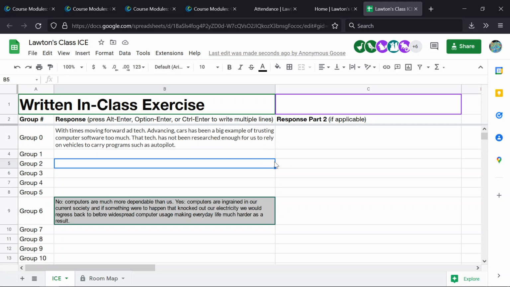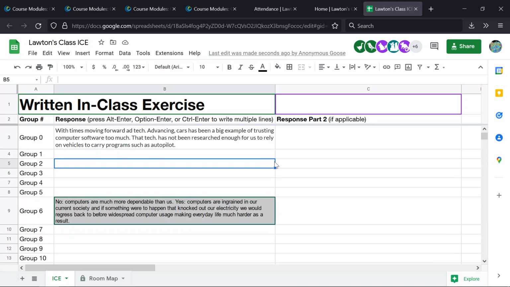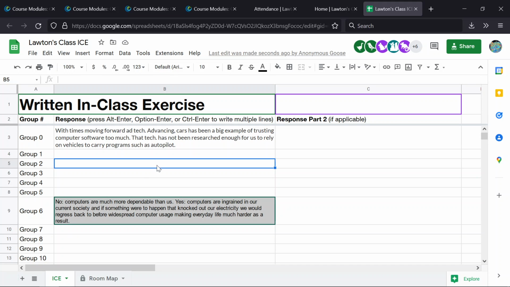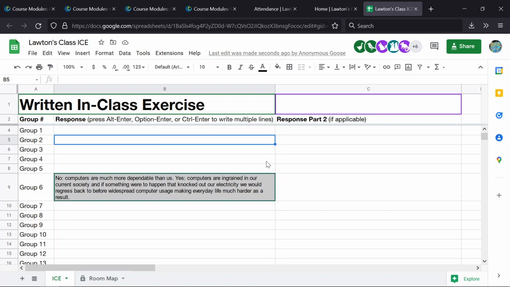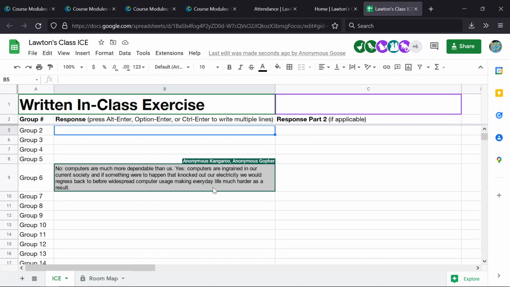So there's a lot there. That's a good argument for us depending on computers too much. Maybe we should tone it down a bit. Wait until we can verify things better. Let's take a look at, let's do group 6. Computers are much more dependable than us.